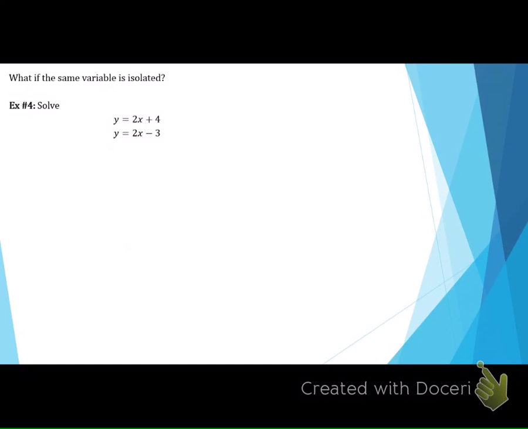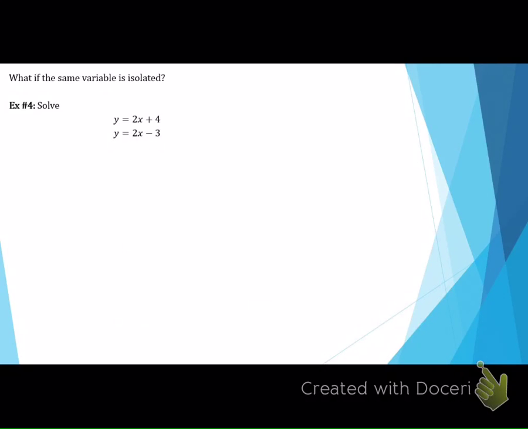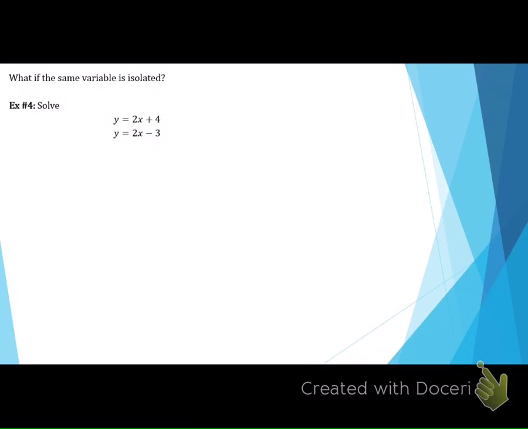Okay, this is like the most challenging situation for all of you guys when it should be like the easiest one. And I have no clue what it is about when the same variable is isolated. So we have y equals 2x plus 4 and y equals 2x minus 3. What do we do? Avery? Would it be no solution because they're different? You are right, they are going to be no solution, but let's prove that through algebra, okay?